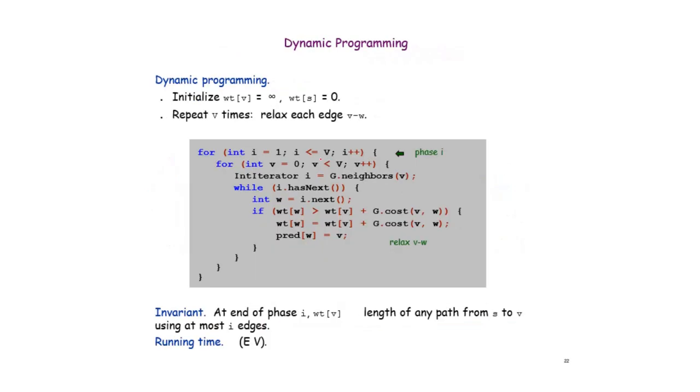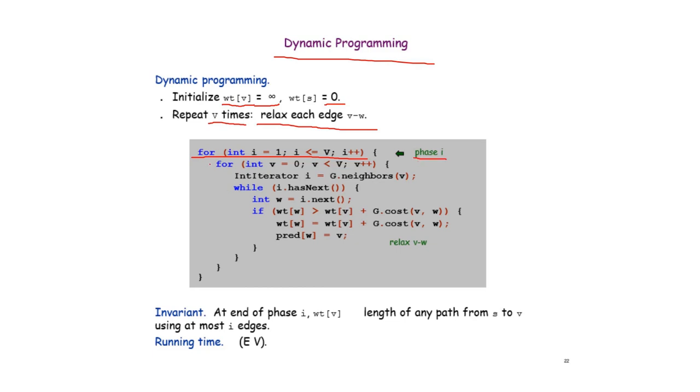This algorithm can be implemented with dynamic programming. In dynamic programming, again, we use some data structure. We call it WT, the shortest path to V, and the initial value is infinity, and the shortest path to the source point itself is equal to 0. Then we run our loop V times, and we do the relaxation process for each edge. So here we have a loop that runs through all vertices, and each iteration we call phase I.